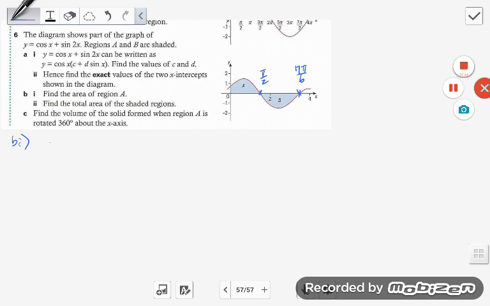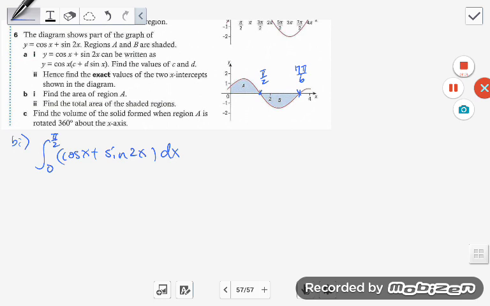So from 0 to half pi, the function is cosine x plus sine 2x. You might be asking, why do I use the original expression to integrate? Why don't I use the factored expression? Well, it's simply because in this case it is easier for me to integrate them separately, right?